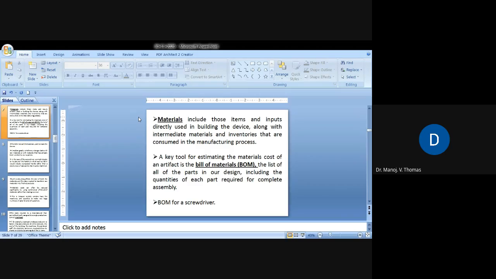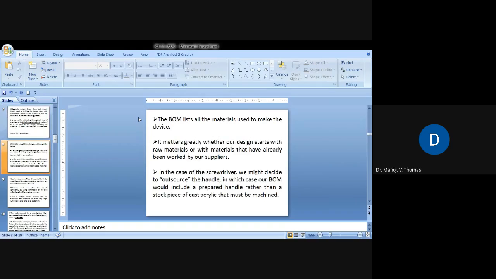So bill of materials is nothing but the list of all the parts, all the components in our design, including the quantity also. It will also mention in what quantity we need each one of the components. So the bill of materials lists all the materials used to make the device.